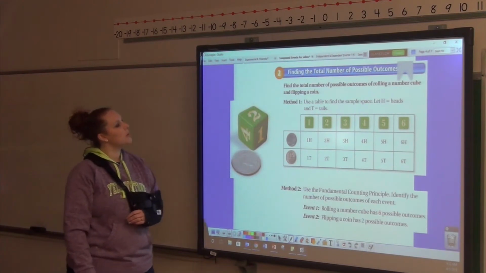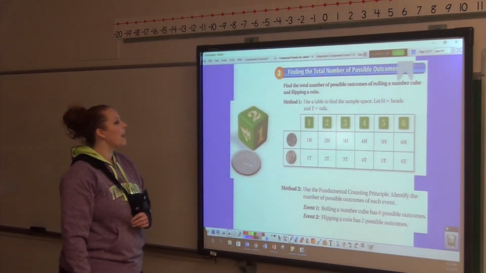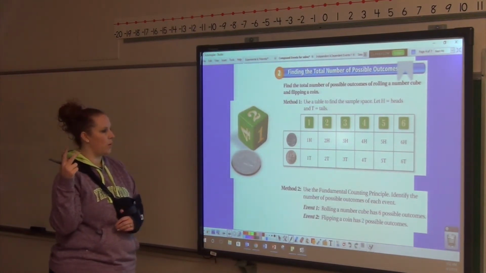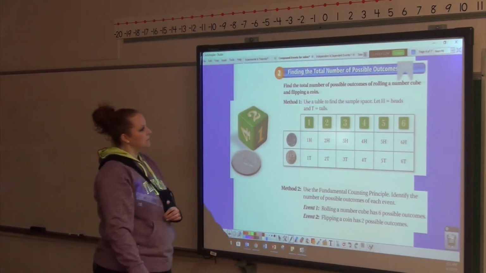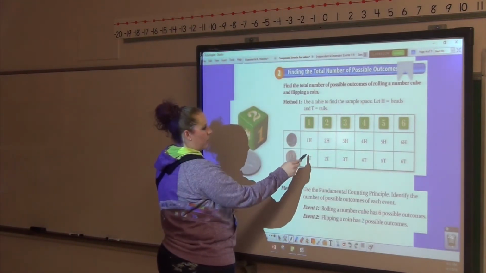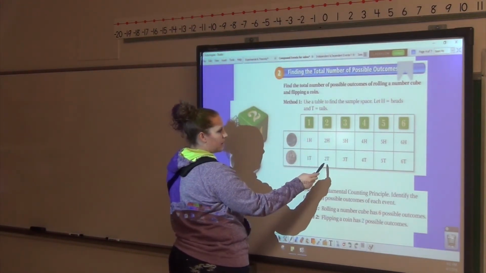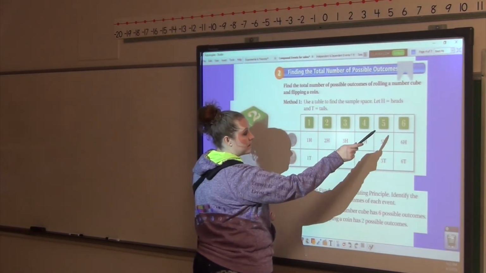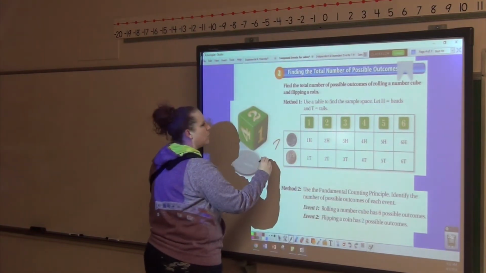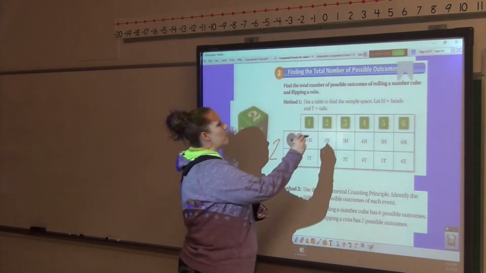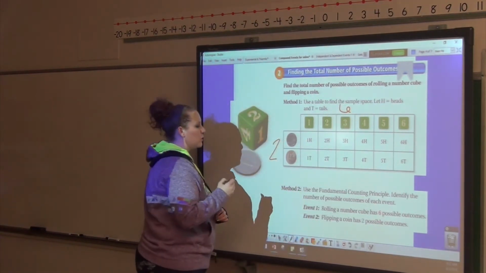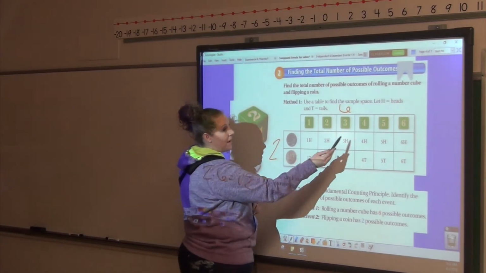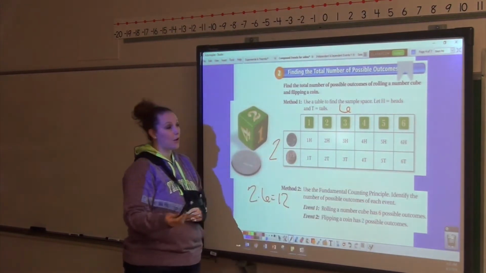Find the total number of outcomes of rolling a number cube and flipping a coin. So first we're going to roll our number cube. Then we're going to flip our coin. What are our possible outcomes? So we've got a 1 in heads and a 1 in tails, 2 in heads, 2 in tails, 3 in heads, 3 in tails, 4 in heads, 4 in tails, 5 in heads, 5 in tails, 6 in heads, 6 in tails. So we have 2 outcomes here, and we have 6 outcomes here. So 2 times 6 is equal to 12. And we found 12 different possible outcomes by making our table there.